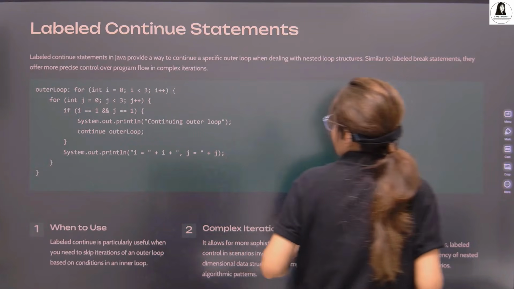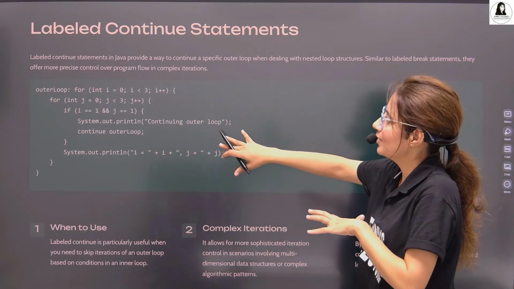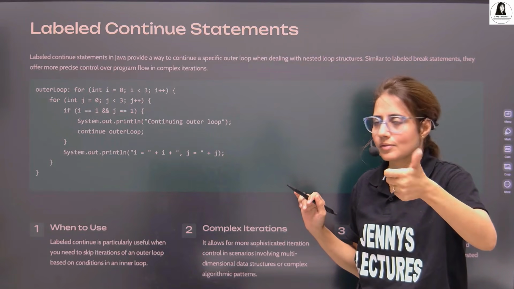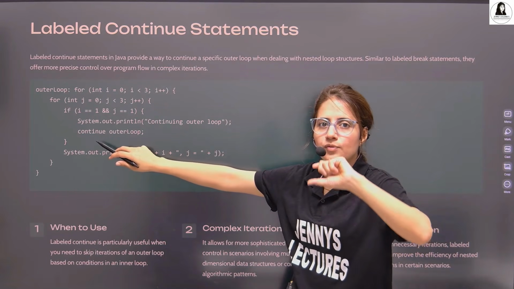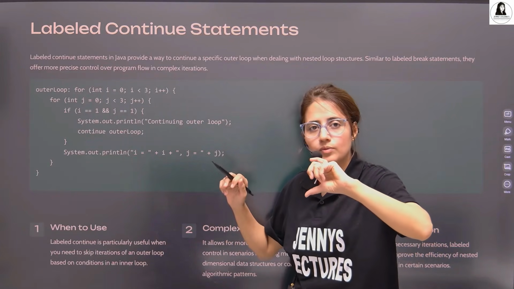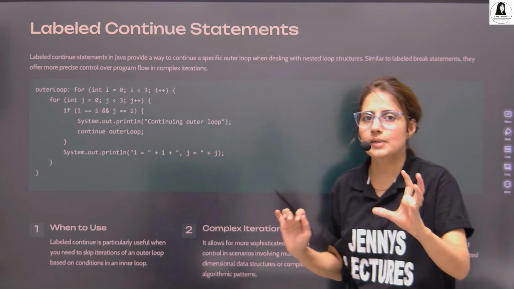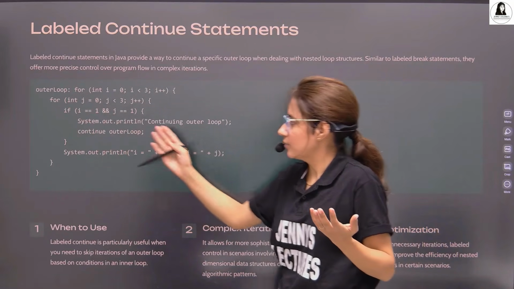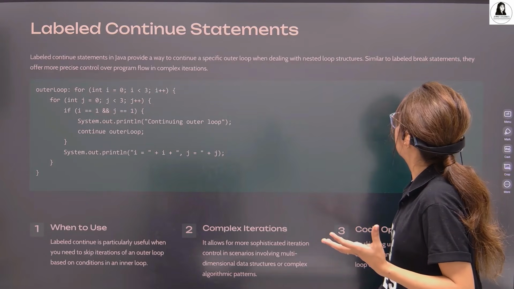Right? Now, same as we have labeled for, we have the labeled continue statement. If you want to continue a specific loop, with nested loops: if you simply use continue, it will skip the current iteration of the inner loop only, not the outer loop. But if you want to skip the current iteration of the outer loop as well, then you can use labeled continue. And the syntax is the same. Simply put a label, then continue, and after that the same label. You can use labeled continue in these cases.